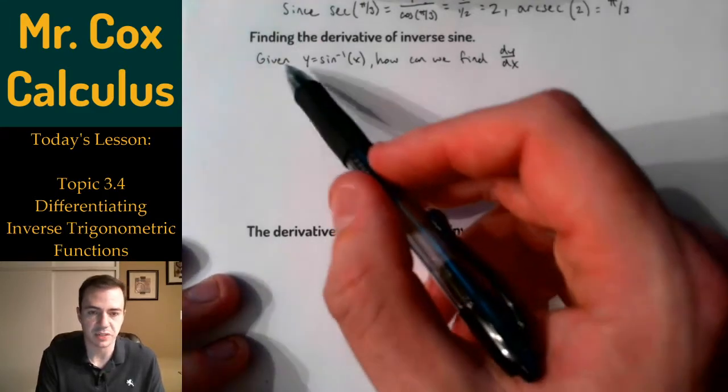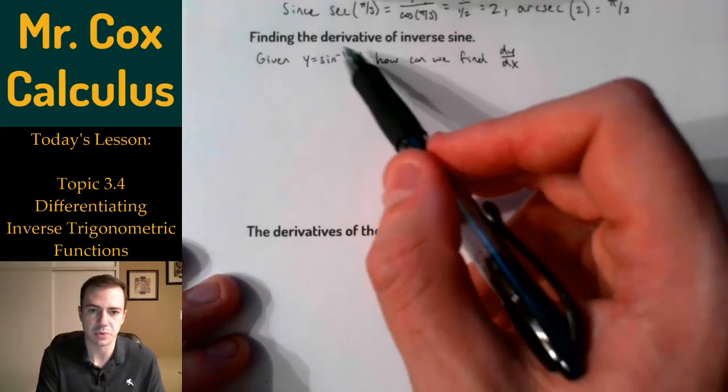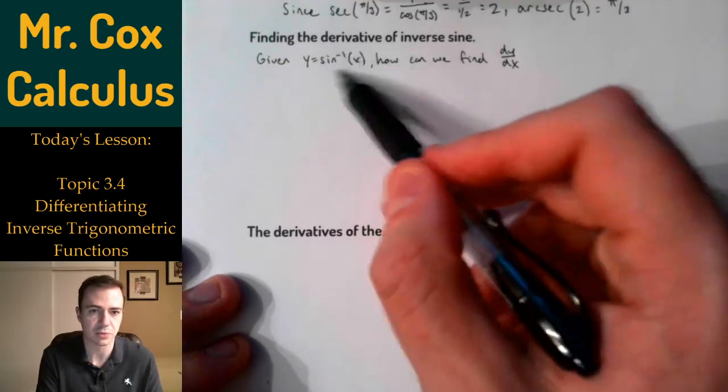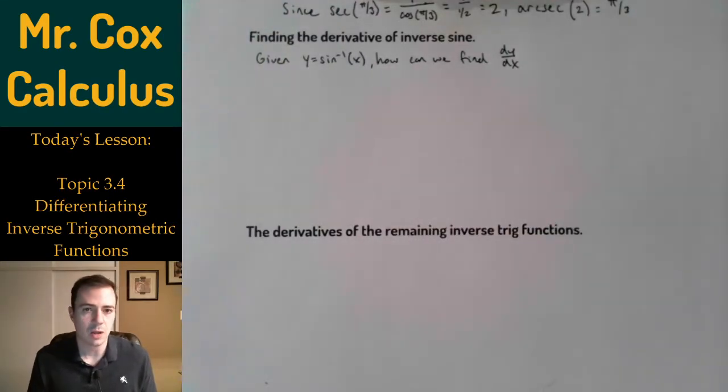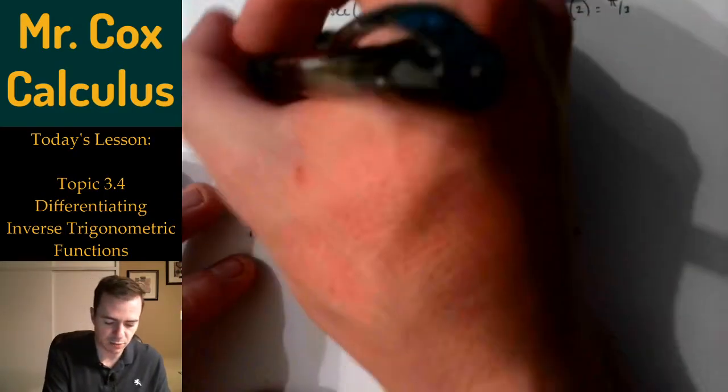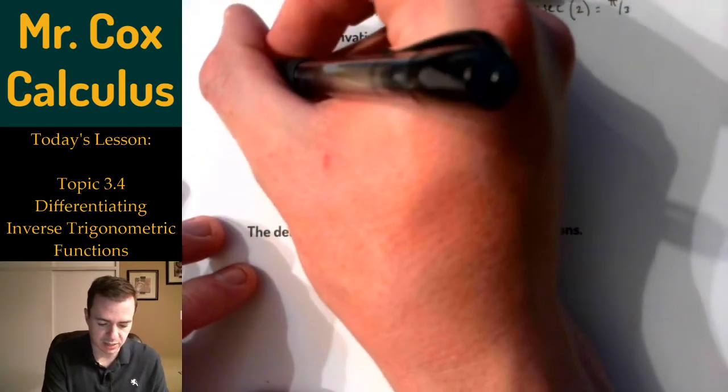And so what I want to do is differentiate both sides with respect to x, and that's really what I'm curious about over here on the right side. Well, I don't really know how to do that right now, but I have some understanding of inverse functions, and so let's see if we can rewrite this in a way that's going to allow us to do this.